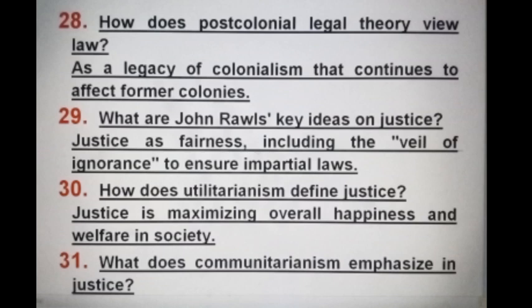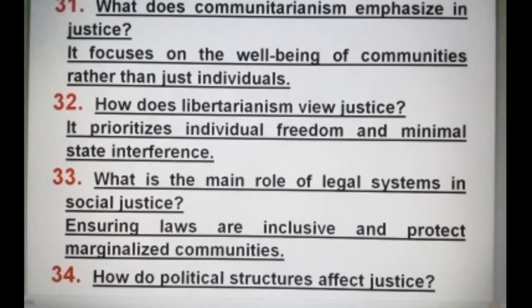What are John Rawls' key ideas on justice? Justice as fairness, including the veil of ignorance to ensure impartial laws. How does utilitarianism define justice? Justice is maximizing overall happiness and welfare in society. What does communitarianism emphasize in justice? Communitarianism focuses on the well-being of communities rather than just individuals.